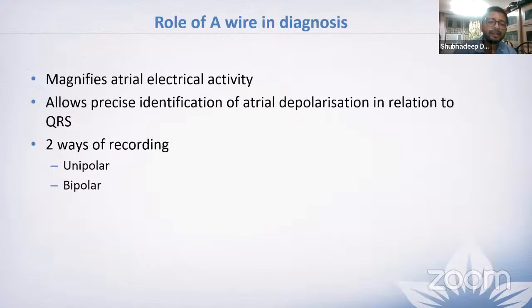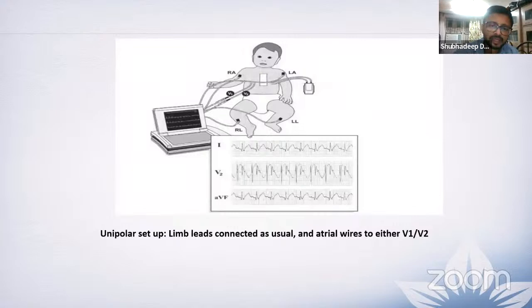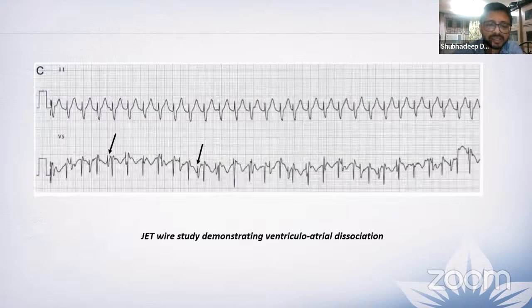And there are several ways of recording an atrial ECG. Again, I'm not going into the details, but this is something that we often do in the post-operative cardiac ICU in order to identify an arrhythmia. So this is an AVR study. I'll just very quickly show how it can be very helpful.